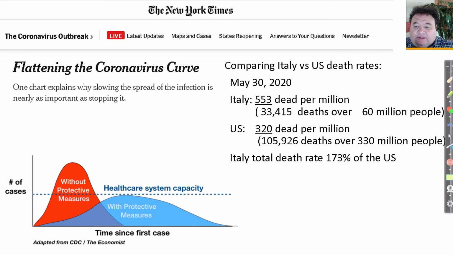So in terms of total numbers, those rates give us a ratio of 553 over 320. So the ratio between the two is 173%. So Italy had overall almost, not quite, twice as many deaths as the US. It's kind of 73% more. It's kind of 1 3/4. So quite a bit more.